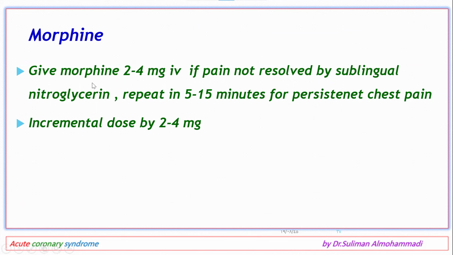Morphine is good to give, especially if the patient has severe pain. The initial dose is 2 to 4 milligrams, especially if sublingual nitroglycerin is not resolving the pain. Repeat in 5 to 15 minutes for persistent chest pain. Give incremental subsequent doses of 2 milligrams to see if there is any resolution of the chest pain, and monitor for any side effects.